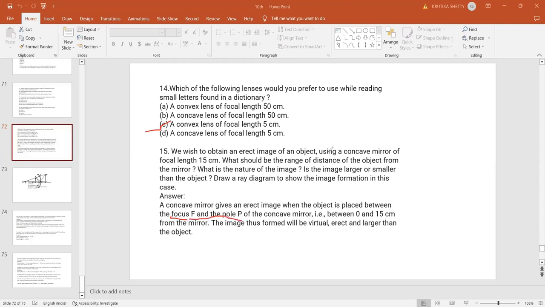The object distance is between 0 to 15 centimeter from the mirror. The image thus formed will be virtual, erect and larger than the object. Yes, so note down this answer. This is from your exercise. So an erect image using a concave mirror is possible only when the object is placed between the focus and the pole.